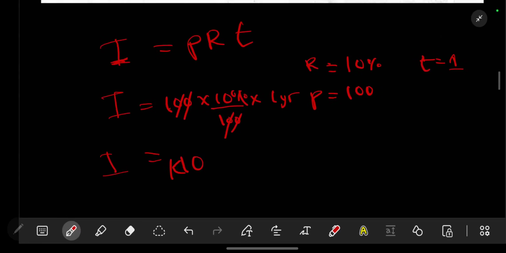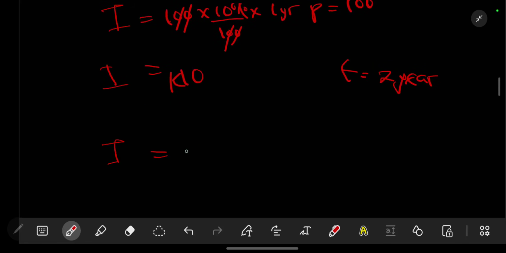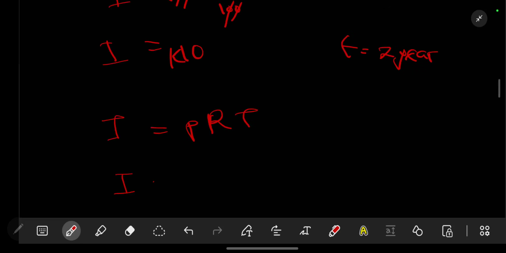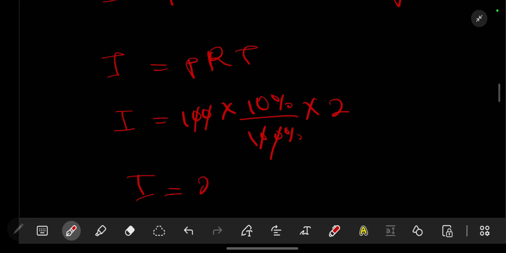Now after 2 years, the only thing that will change is the time, which is equal to 2 years now. So the interest will be equal to principal times the rate times the time, which is your 100 kwacha, times the rate, which is 10% over the 100, then times the 2 years. This cancels, this and this cancels. We have 10 times this. Your interest will be equal to 20 kwacha. So now this is simple interest.